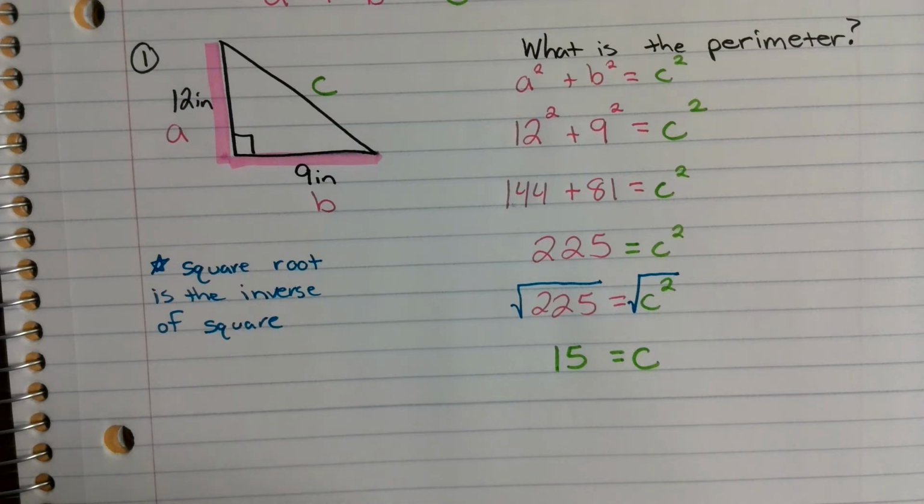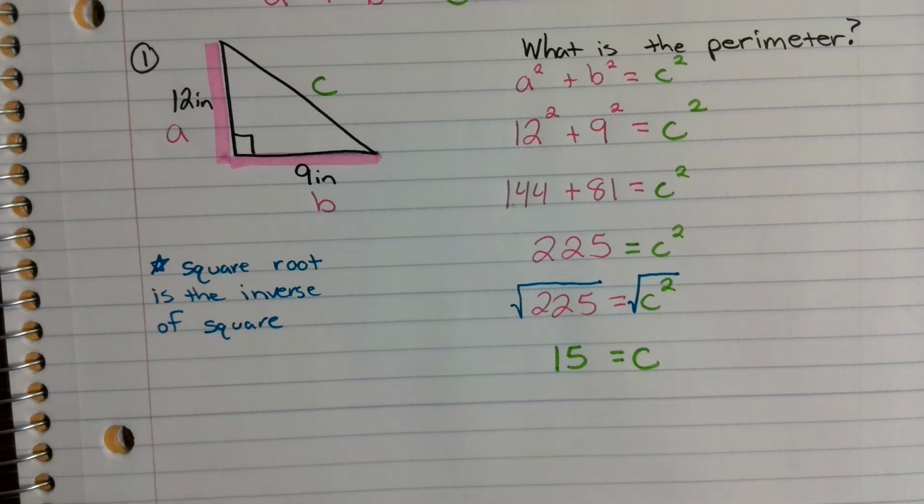2 solutions, a positive and a negative, because 15 times 15 equals 225, but so does negative 15 times negative 15. A lot of you, when you took the square root of an equation, only put the positive answer. You're getting it wrong because there are 2 roots, positive and negative.